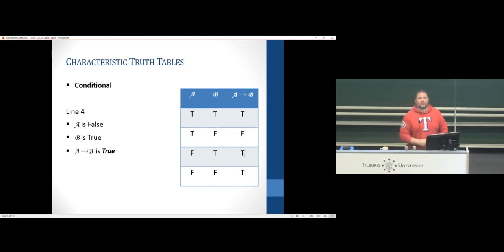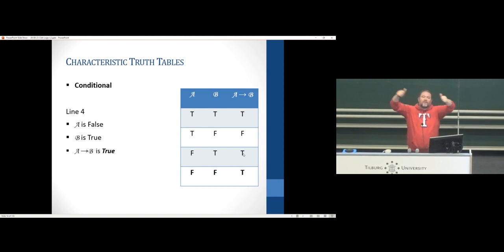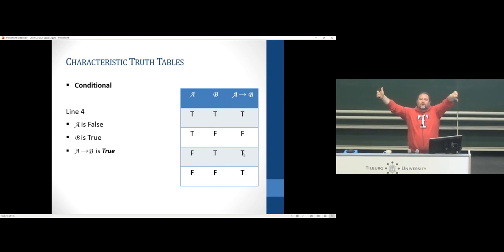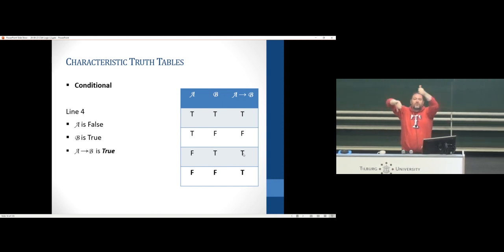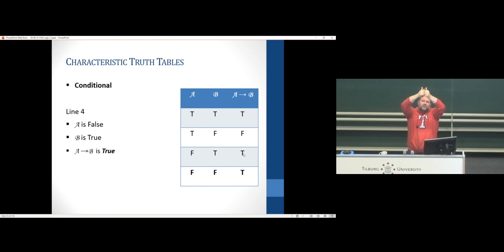Okay. So we have this function. If both are true, conditional is true. If antecedent true and consequent false, conditional false. If antecedent false and consequent true, conditional is true. And if both are false, conditional is true. This is weird. No lie, this is weird.